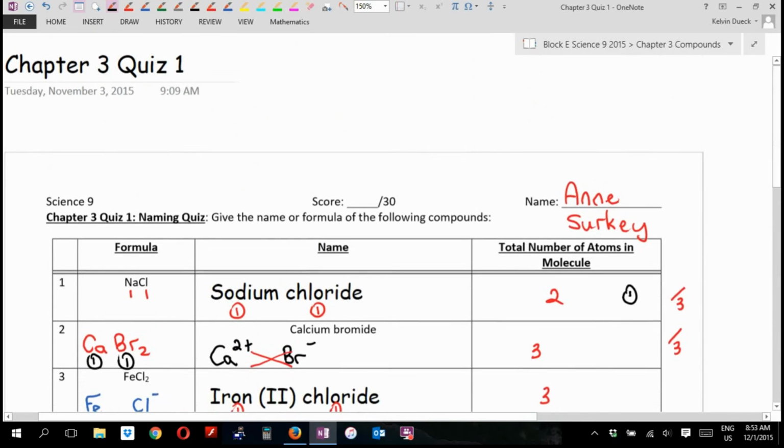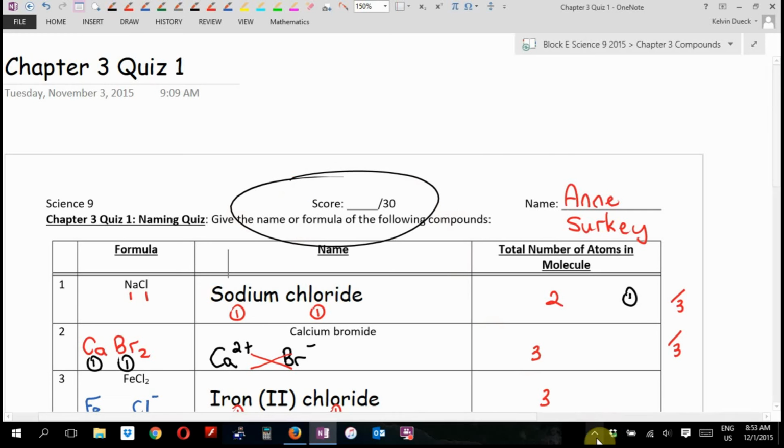Could you give yourself a lovely score at the top, please, out of, count 'em, 30?